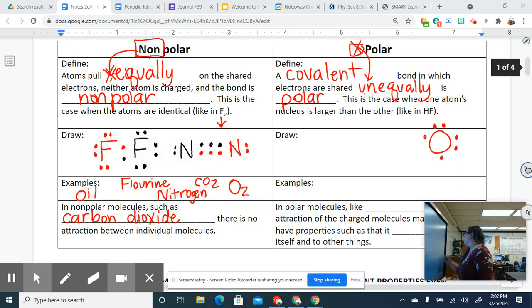And then hydrogen has 1 and 1. Now, here I'm trying to show that the shared pair is being pulled closer to the oxygen. So the oxygen now has more negatives than positives, so it has a negative charge.